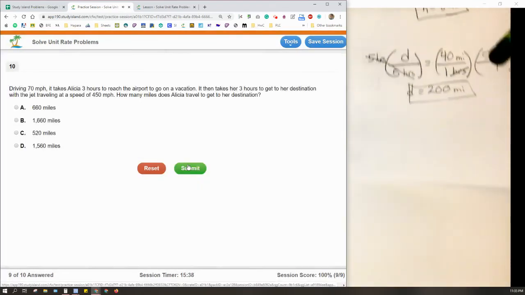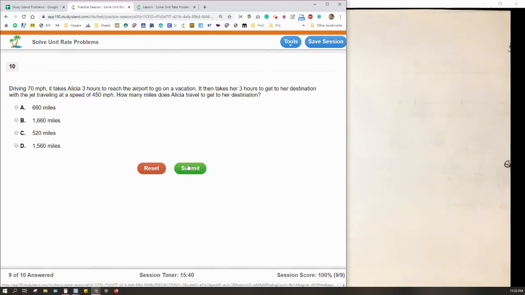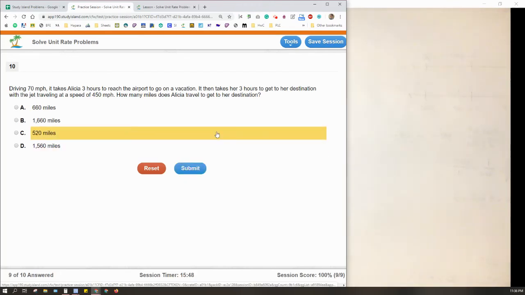All right, last one. Number 10. Driving 70 miles per hour, it takes Alicia 3 hours to reach the airport to go on vacation. It then takes her 3 hours to get to her destination with the jet traveling at a speed of 450 miles per hour. How many miles does Alicia travel to get to her destination? So we're just calculating total miles that she drives and total miles that she flies and adding them together.